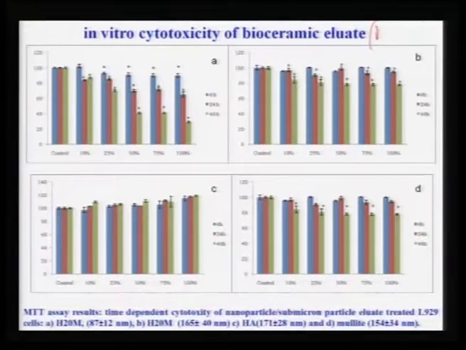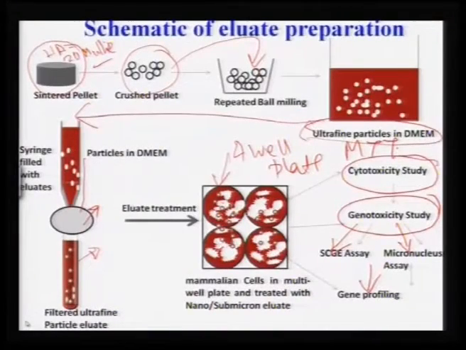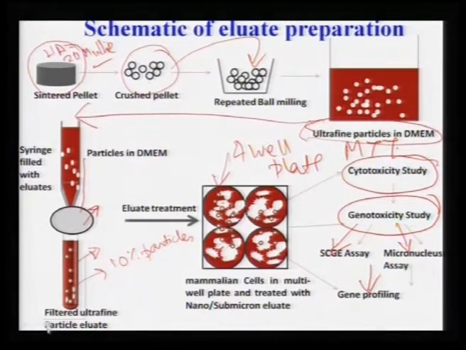Now, this is the MTT results. What you see here, there are 10% to 100% eluate concentrations, and this is the control. Control means untreated cells. Okay. So, control means untreated human fetal osteoblast cells, and 10% concentration means that in this DMEM loaded solution, it has only 10% of the particles.